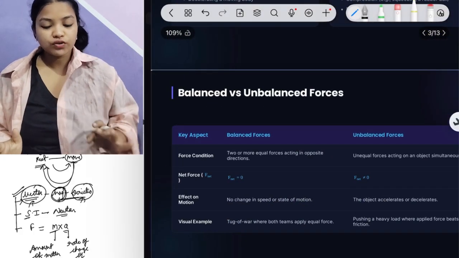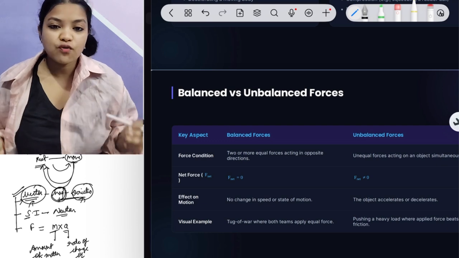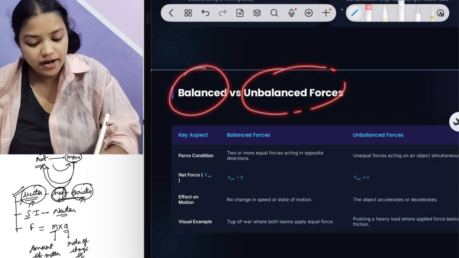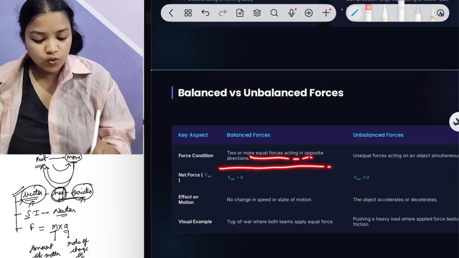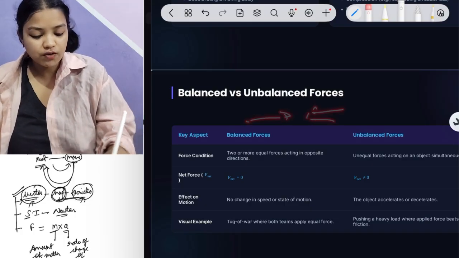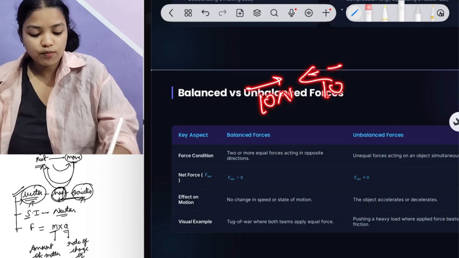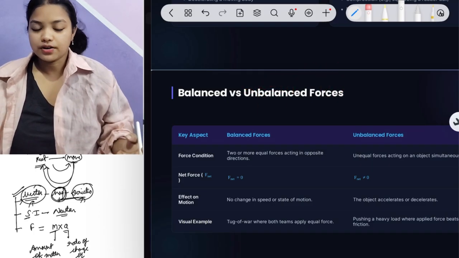Now move to the next topic: what are the types of force? There are two types of force: balanced force and unbalanced force. What is balanced force? When two or more equal forces act in opposite directions, for example 10 Newton, both applying in the opposite direction. Is it clear?